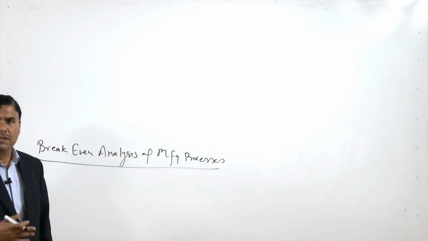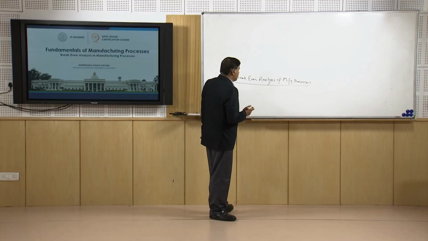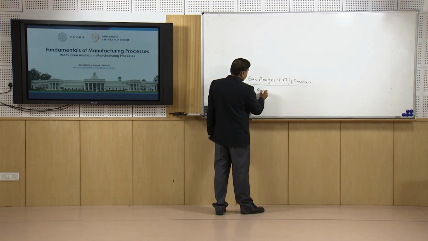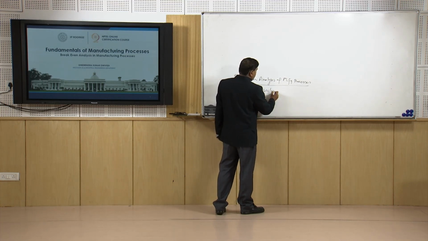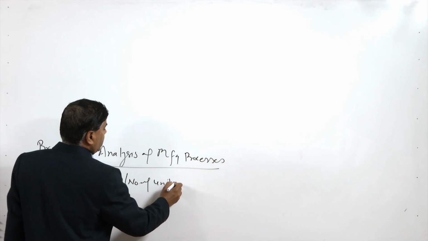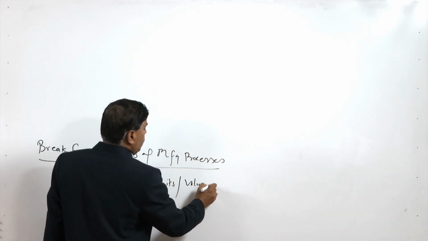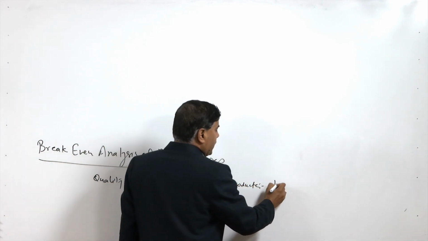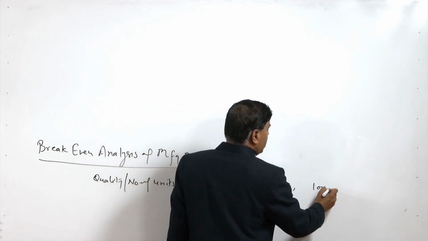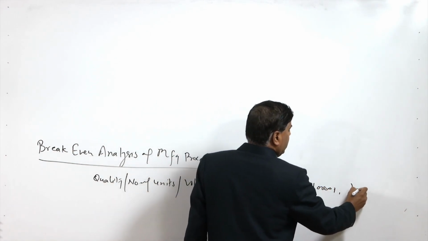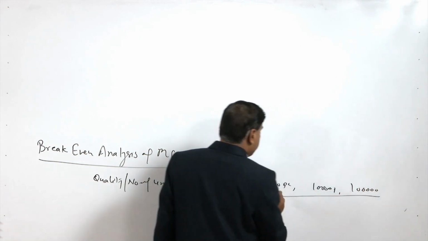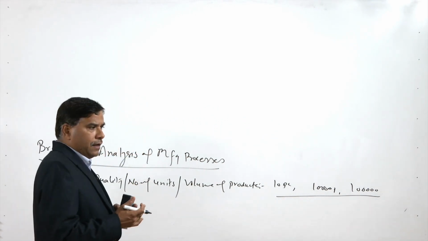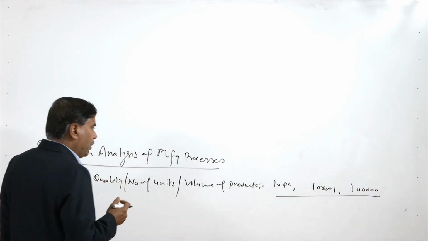So, what information do we need to carry out the break-even analysis? For this purpose, the first thing is the quantity or the number of units of a product to be made, which is also termed the volume of production. Like we need 10 pieces, or 1,000 or 10,000 pieces, or 1 lakh pieces. So, as per the requirement we need to do the analysis for choosing the suitable options.